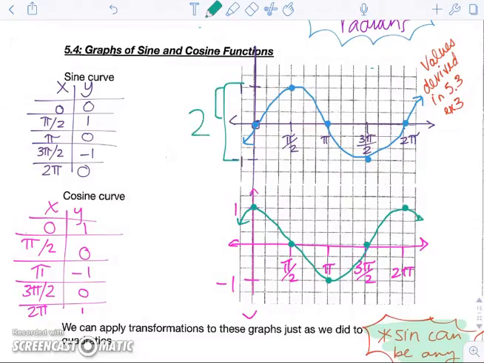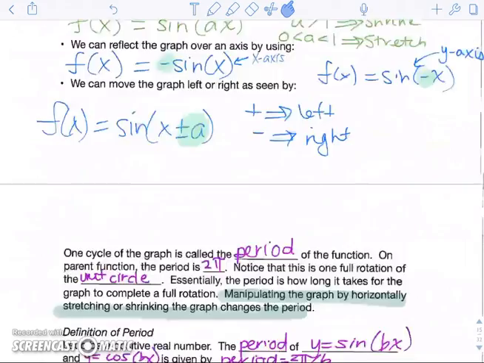My amplitude is basically how far from my center I've traveled. If this is my center piece, this is what everything is cutting through to get to the top and the bottom. It's 1 up and 1 down. So my amplitude here is 1. We're going to look at other graphs that are stretched or shrunk, and we'll have different amplitudes.